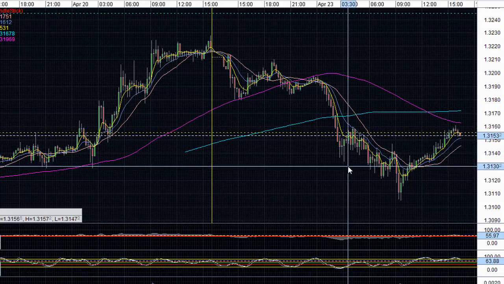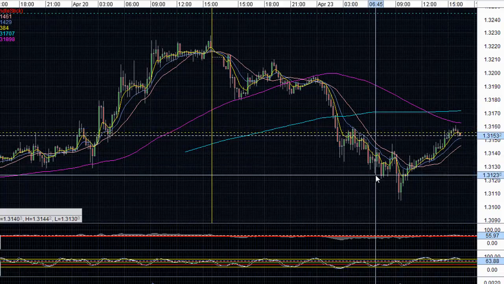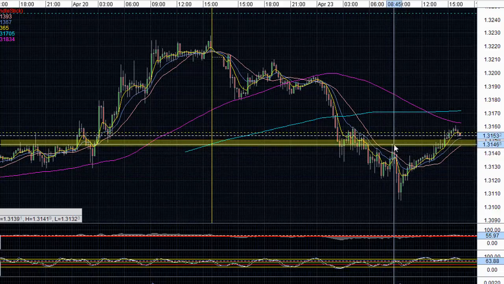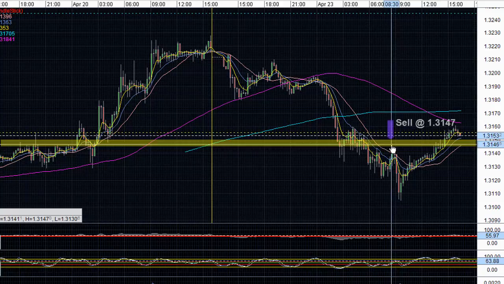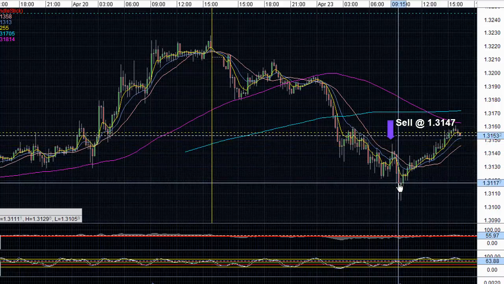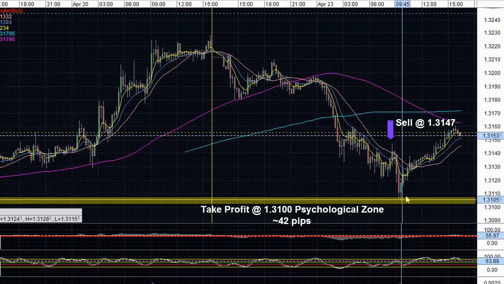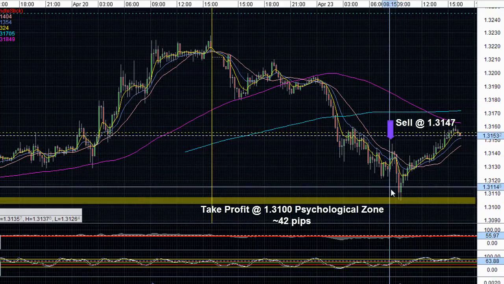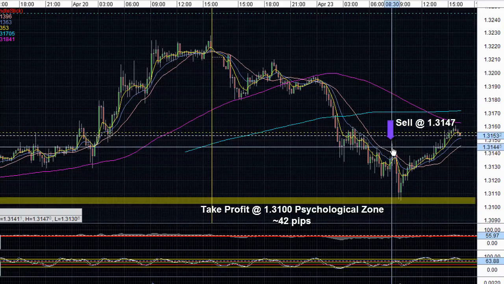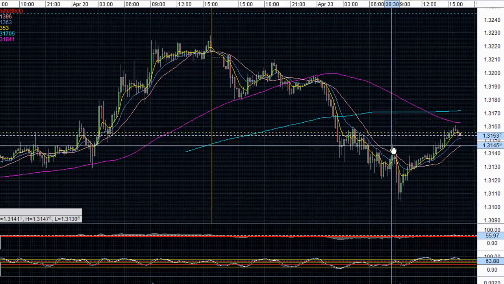Now, if you were looking for an opportunity to enter the market, you could have done so on the pullback to this area of supply here around 1.3147, and you could have entered a short position on bearish confirmation, sometime after the New York opening bell. You could have held on to this trade and taken your profit when price reached this psychological zone of support around 1.3100 or 1.3105, in this case for about a 42 pip trade. So that was one trade you could have entered in the market on a pullback to an area of supply.